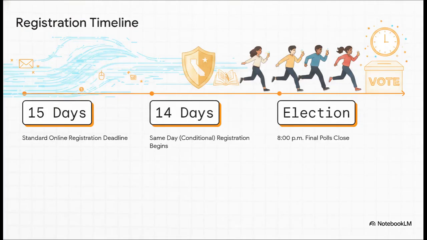Timing is everything, right? Your standard online registration deadline is 15 days before an election. If you hit that mark, everything processes totally normally. But what if you miss it? Well, California has a massive safety net. Starting 14 days before the election, you can use same day, also known as conditional voter registration. And this remains an option all the way up until the polls close at 8 p.m. on Election Day. So you're never fully shut out of the process, though obviously knocking it out early online is by far the easiest route.